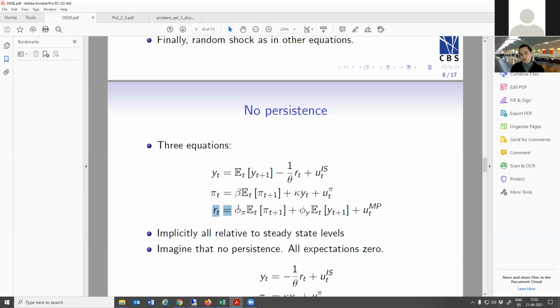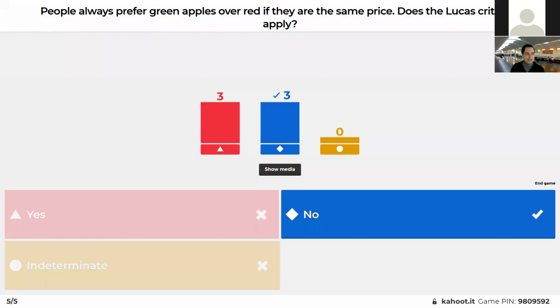And then this one doesn't. This one is just a policy rule. So this one doesn't really come out of a deep model, but these two do. So maybe that's the real difference between our DSGE and the old-fashioned Keynesian models.